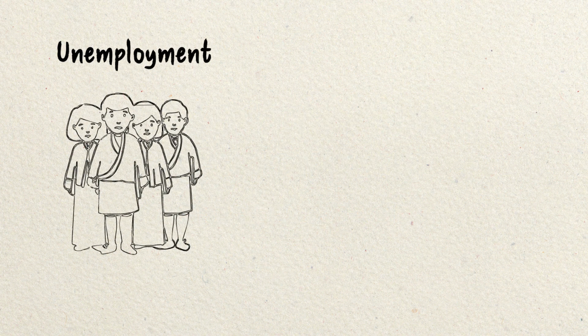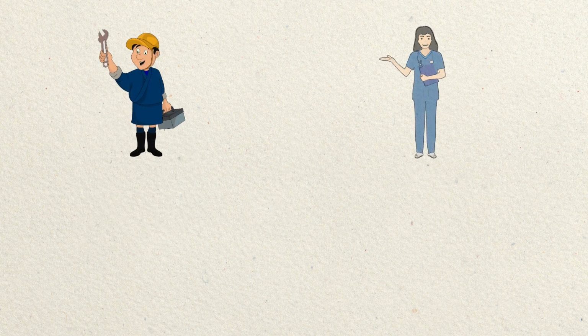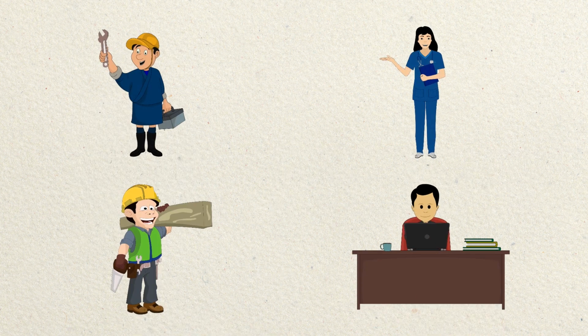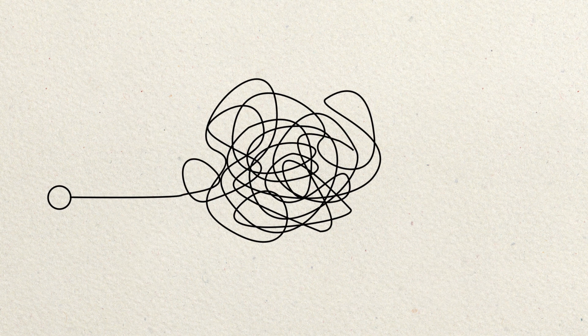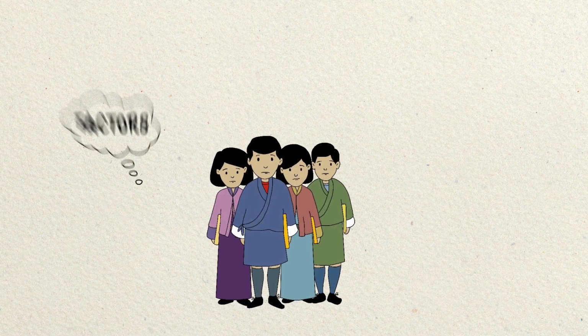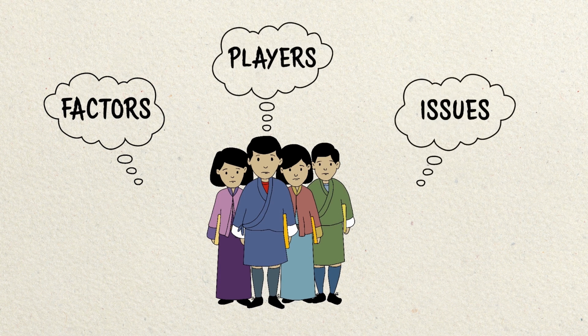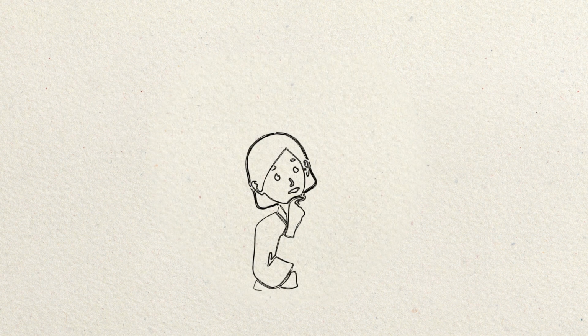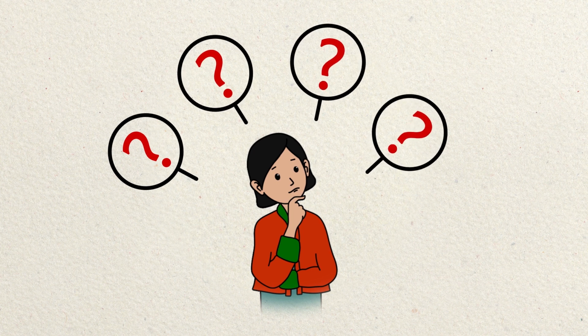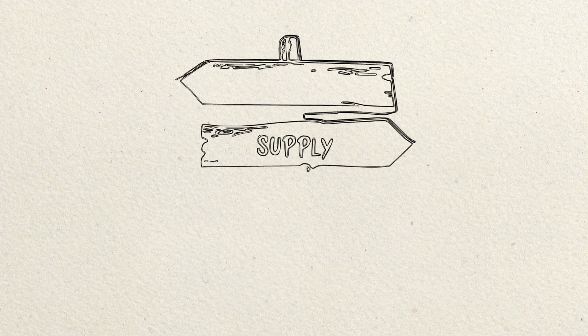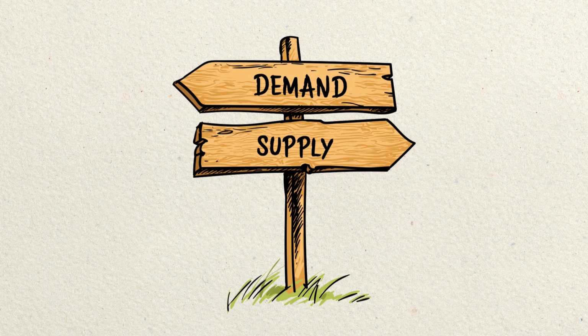Unemployment is often seen as a supply-demand problem. Thus, efforts to tackle it are focused on creating jobs. Unemployment is a complex issue, one that is impacted by different factors, players, and issues. Hence, tackling it requires looking at the problem from a multidimensional lens, going beyond just the demand-supply aspect.